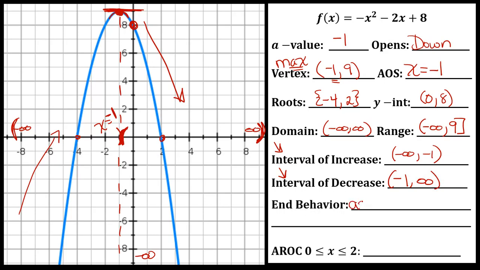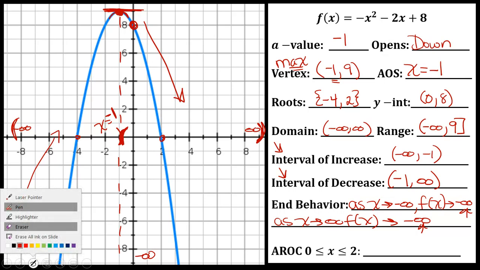Our end behavior, as x approaches negative infinity on the left side of the graph, f of x approaches negative infinity. That means it's turning down. And then as x approaches positive infinity, the right side of the graph, f of x approaches negative infinity. So these two ends, the ends of the graph, are going to be the same in a parabola, in our quadratic.